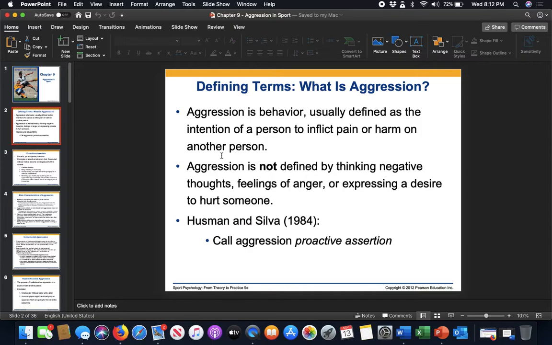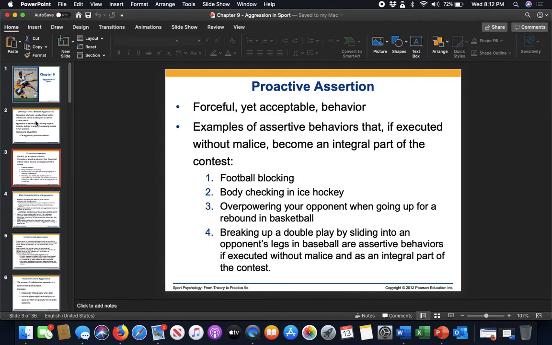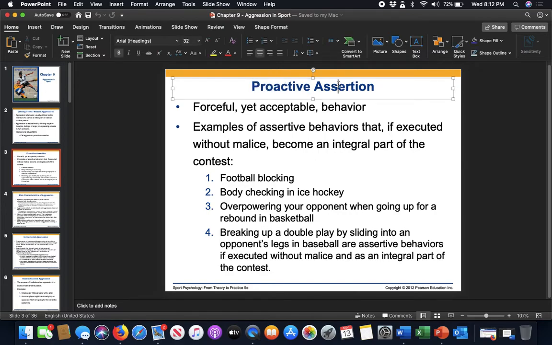One of the things that might be put on your test is that aggression may also be called proactive assertion. All right, so that may come up at some point. There it is up top, proactive assertion, just making sure that we have that all squared away. So proactive assertion basically is an acceptable behavior that has force behind it.